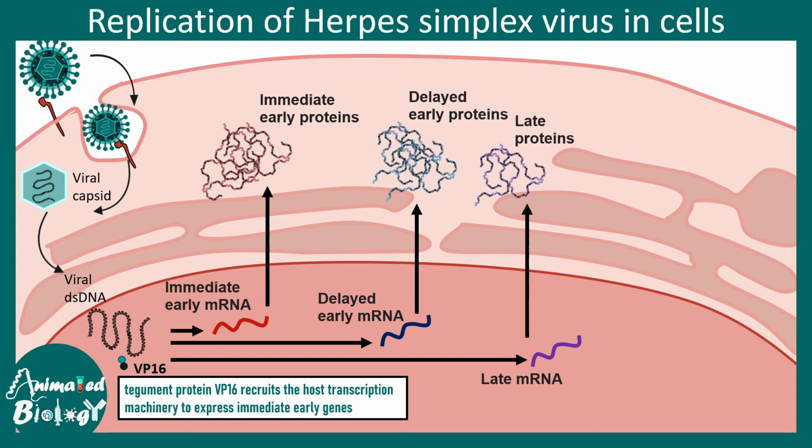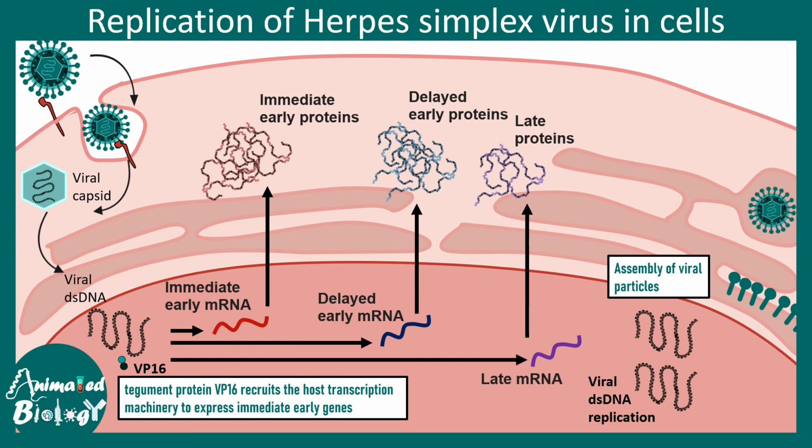So all these components, which are produced sequentially, would be assembled in the endoplasmic reticulum, and eventually a new viral particle would be generated. Meanwhile, the viral DNA would be replicating, making more DNA to be packaged in a new virion. So assembly of the viral particle is happening in the endoplasmic reticulum. Then via the Golgi, they would eventually be released out of the cell.